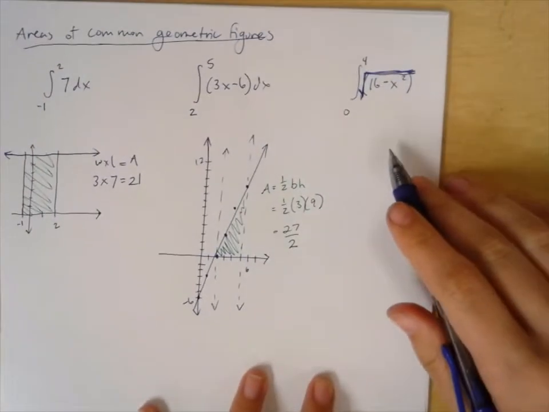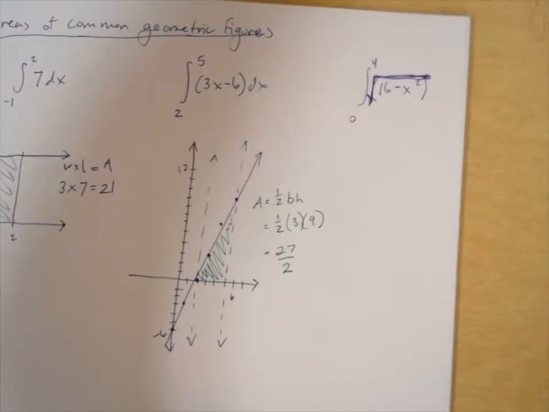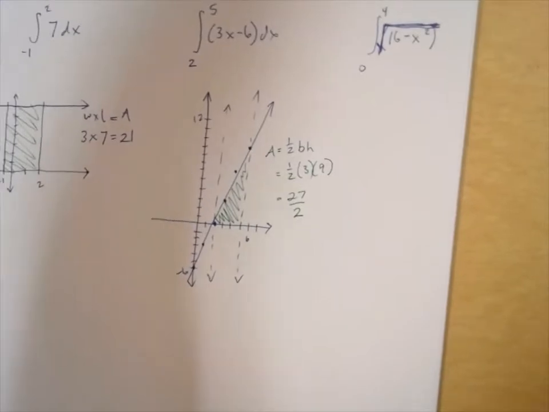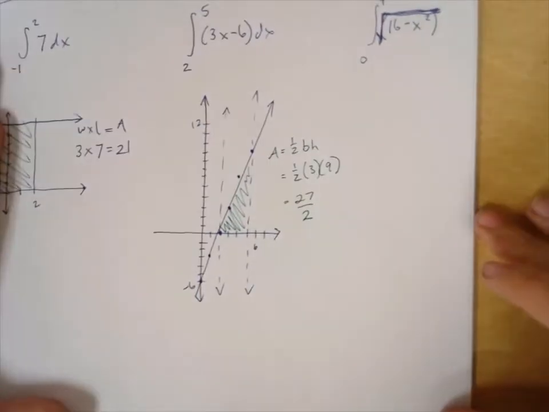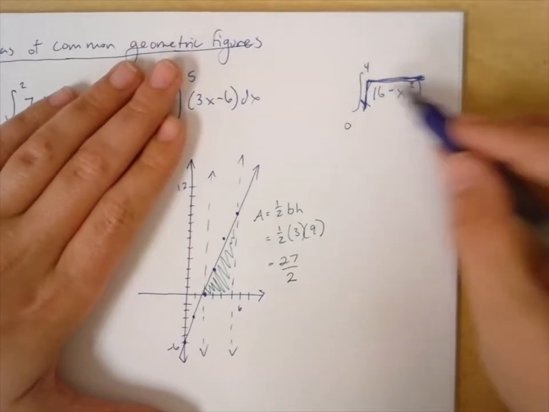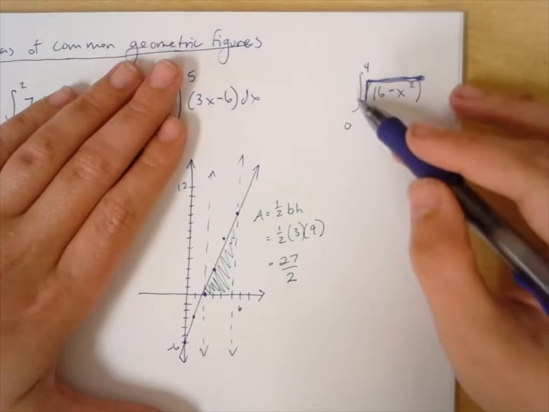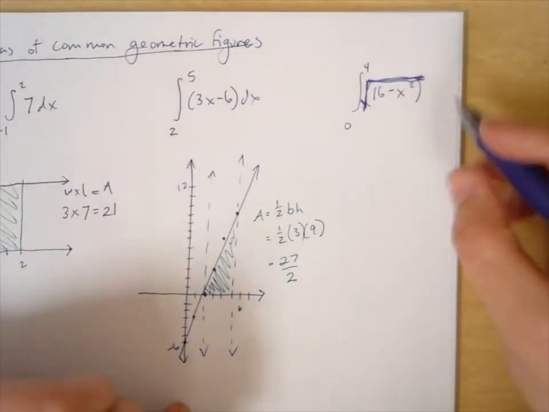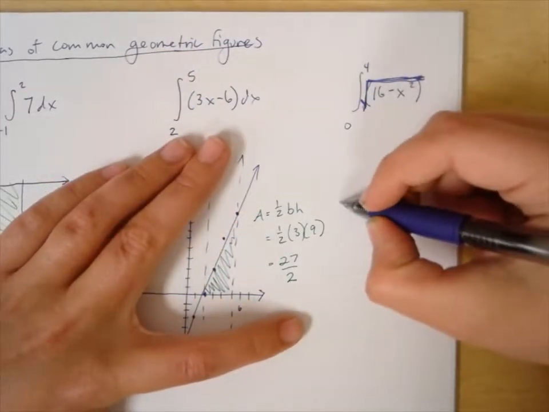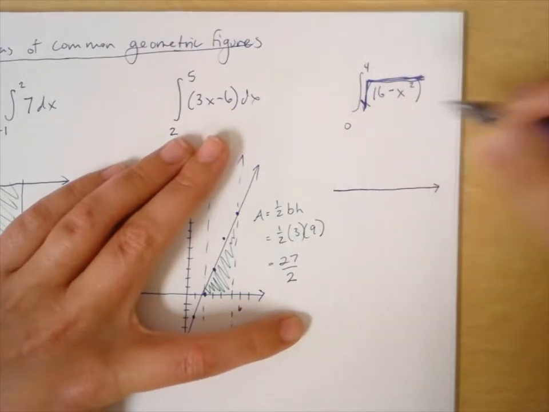For this integral here, what we're going to be doing, let me zoom in maybe just a little bit closer. There we go. Okay. For this integral here, it's important that you recognize that this is a half circle. When y equals this radical, we actually have a half circle, and we have a half circle with the radius of 4, centered at the origin.